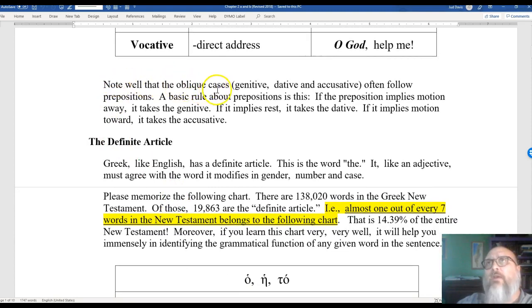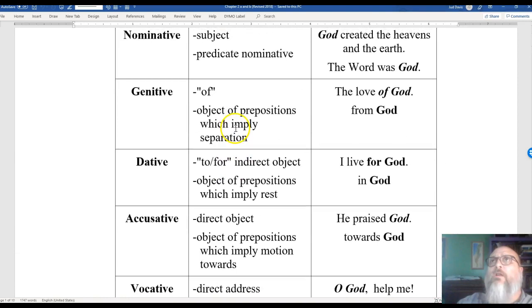Note well that the oblique cases, genitive, dative, accusative, it's usually genitive is motion away from, dative is rest, and accusative is motion toward. That's basically how it works in German. I can't remember if that's exactly how it works in Latin, but it's definitely how it works in Greek. So we're going to learn that.